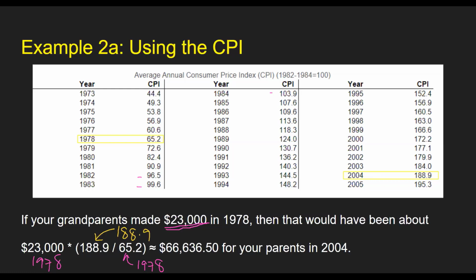Okay, you'll notice this quotient here is about 3, and that makes sense because that's telling you that things in 2004 were about 3 times as expensive as in 1978. So that's another way to check that this makes sense. Always reason through whether your answer makes sense. When I do this calculation, I get a little over $66,500. So this would be a comparable annual salary for 2004.